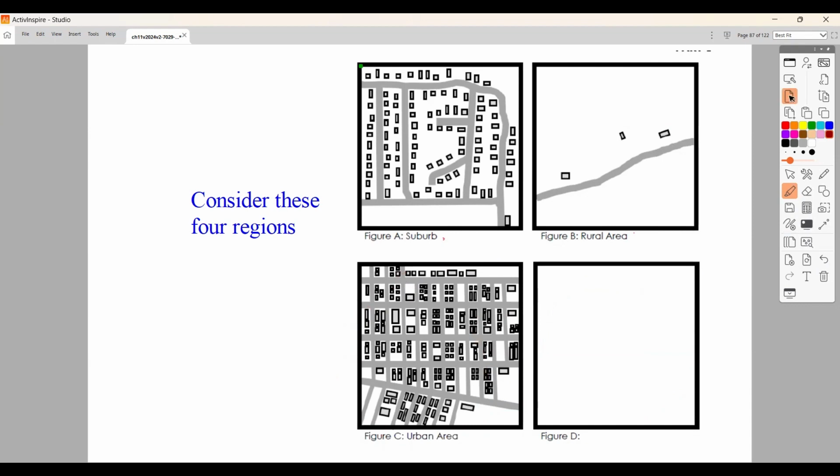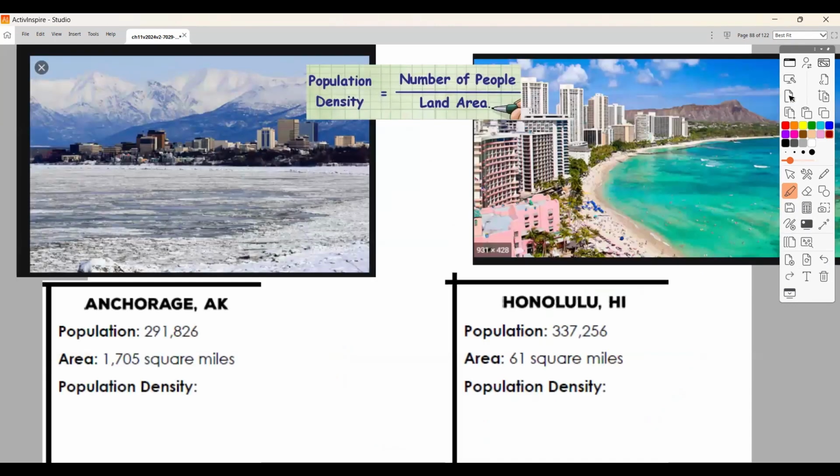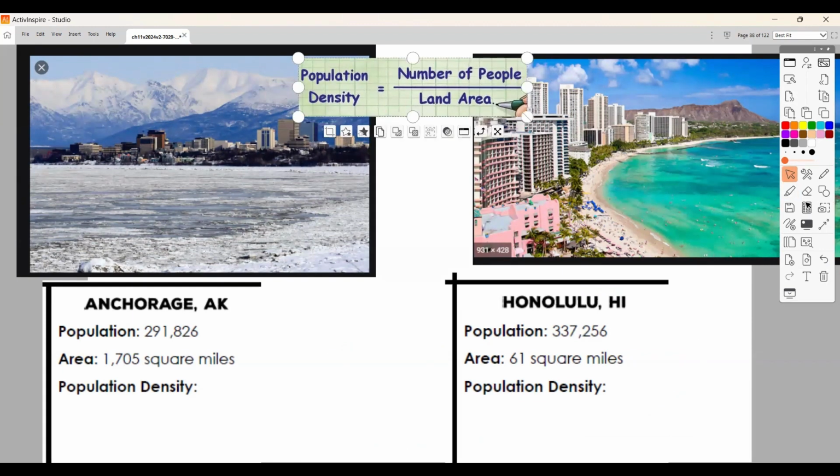So let's go ahead and jump right into it. Consider these two regions here, Anchorage, Alaska. Look at the background so you can get an idea of the terrain in Anchorage, Alaska. And then on the right, you have Honolulu, Hawaii. That's a city on the island of Oahu, which is one of the Hawaiian islands. So remember, we're going to calculate the population density of both of these. Right now, we're not referring to the worksheet yet. I'm going to give you some general examples first.